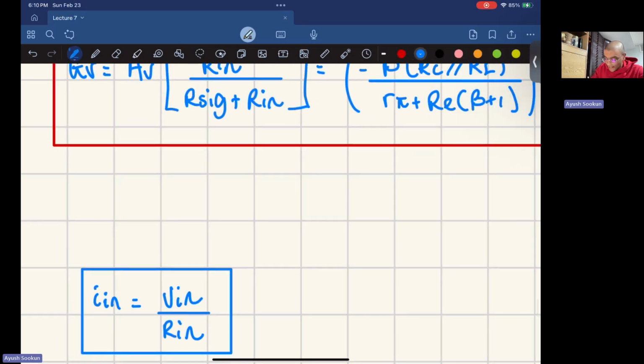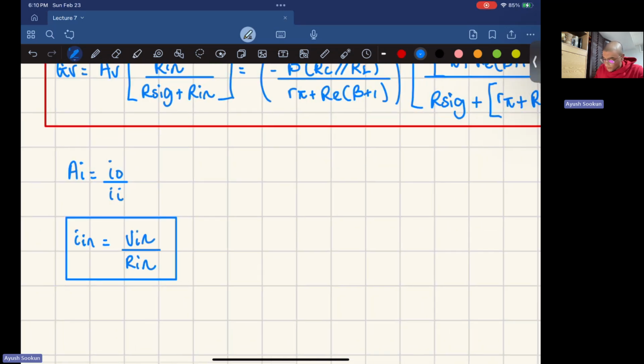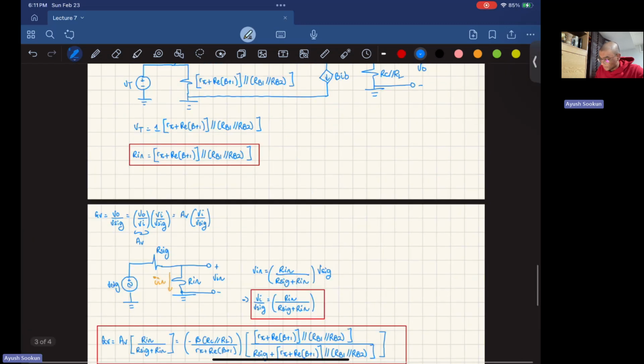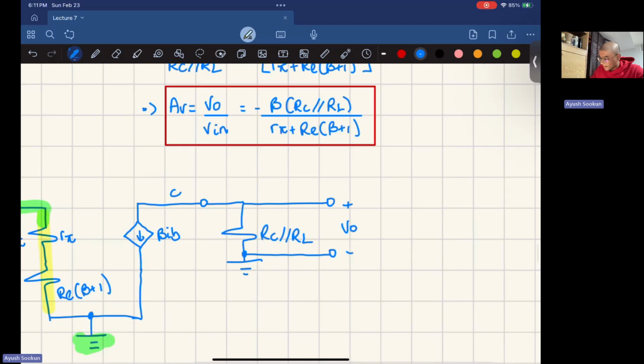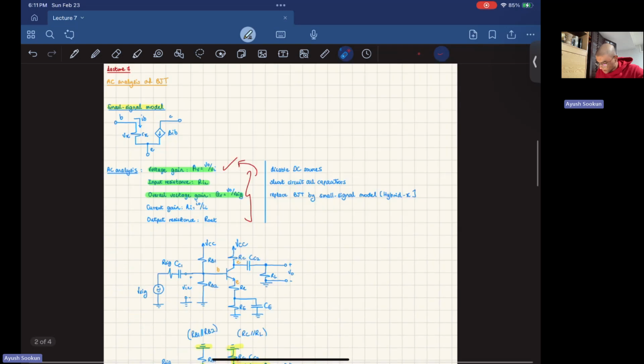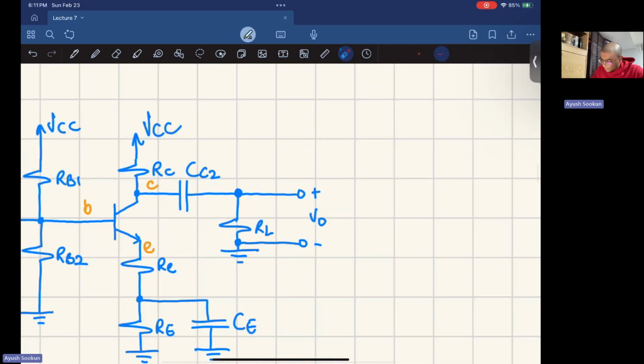Okay, so the current gain AI is going to be the I output over I input. I have I input in terms of V in and Rn. Now I need to find the I output. If I look over here, the output voltage is right here. Let me look at the original circuit. The output voltage is taken across RL, right? So it makes sense that the output current will be taken across RL, right?